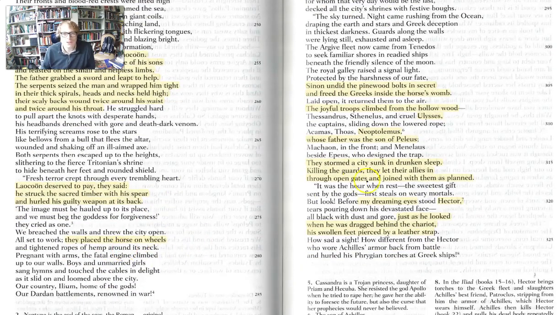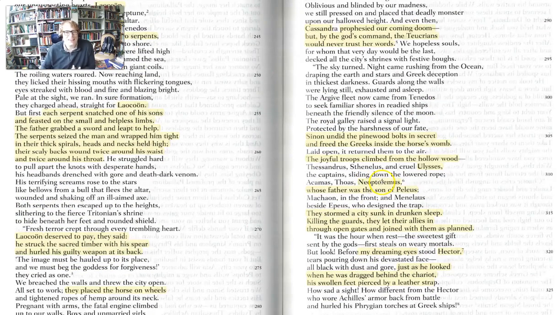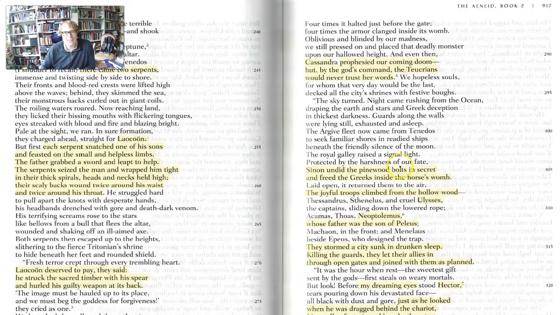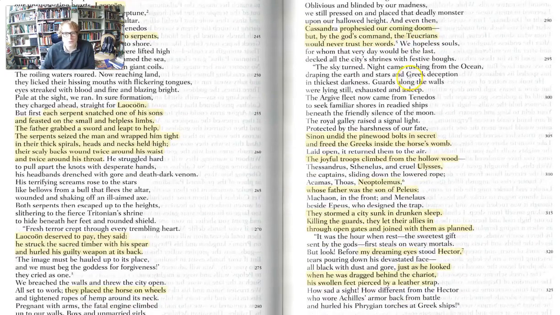So they place the horse on the wheels, they pull it in, and of course, in the night, and of course here we get Cassandra again too. Remember, Cassandra is the one who can see the future, but no one believes her. And she tells them, she's here, prophesied our coming doom, but by the gods' command, the Teucrians, another name for the Trojans, would never trust her words.